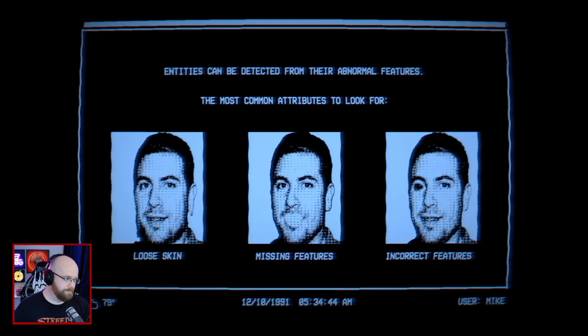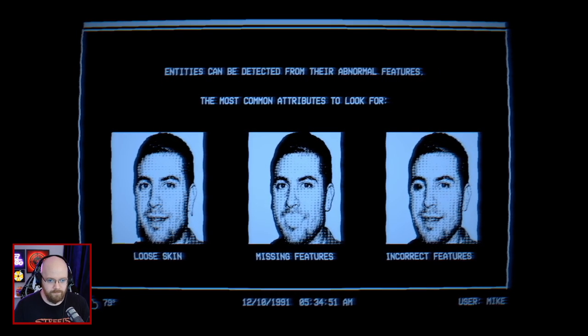Doppelgangers can be detected from their abnormal features. The most common attributes to look for are loose skin, missing features, and incorrect features. Further classification of Doppelgangers can be made by observing the abnormal features. For example, skinwalkers always have loose skin. However, identification is covered in a different module.